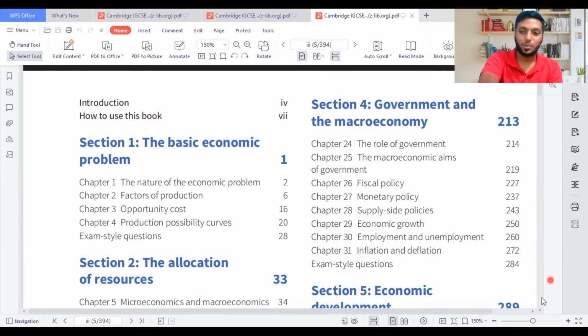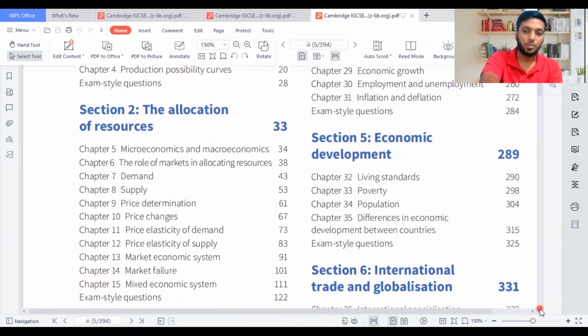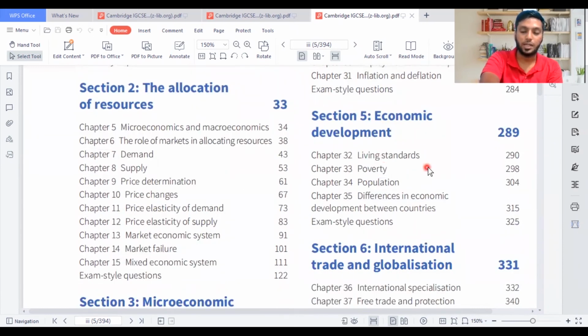Then we move on to section 5, economic development. We have chapter 32, living standards, and chapter 33, poverty. Chapter 34, population, and chapter 35, differences in economic development between countries. Again, a highly tested area, but having some knowledge in this area is more important than having deep knowledge.